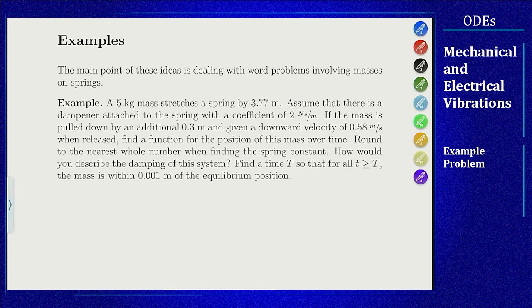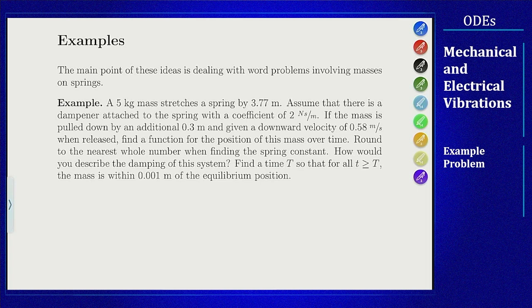Rounding there, so find the spring constant. How do you describe the damping? Then find a time T such that for all time t bigger than capital T, the mass is within 0.001 meters of equilibrium position. All right, so to get started on this, we want to figure out what coefficients we have in our problem, what we don't have, and what we can solve for.